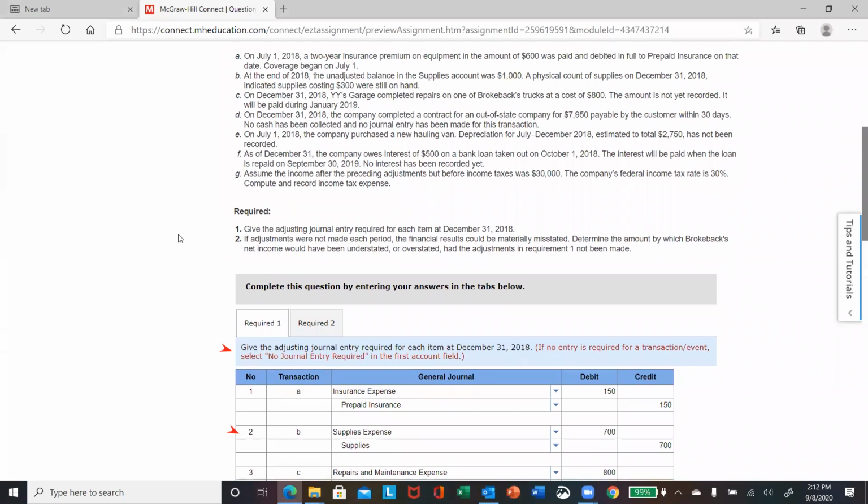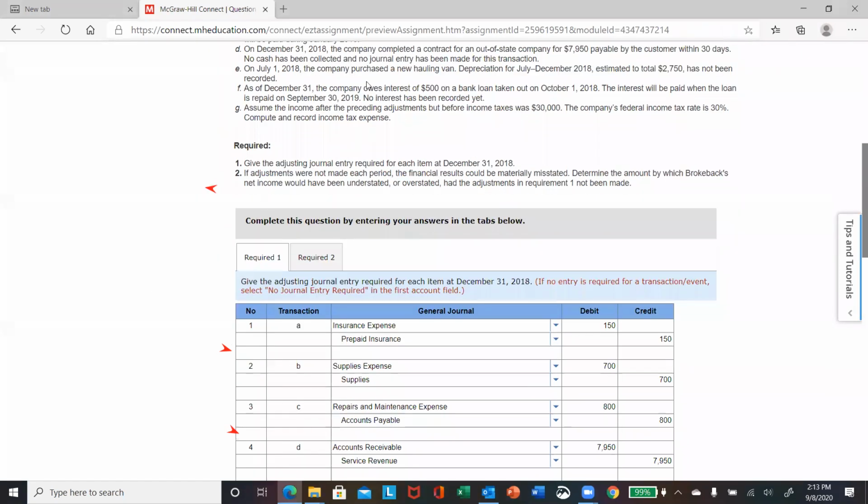All right, letter C. It says they did some repairs. And again, I'm reading this right here. They completed repairs on one of their trucks. The garage completed repairs at a cost of $800. The amount is not yet recorded. It will be paid in January, but that's going to have to be an accrual. So we'll be looking for debiting an expense account and most likely crediting accounts payable. And that's what they did. They got repair and maintenance expense debit, credit accounts payable. This is an accrual for $800.